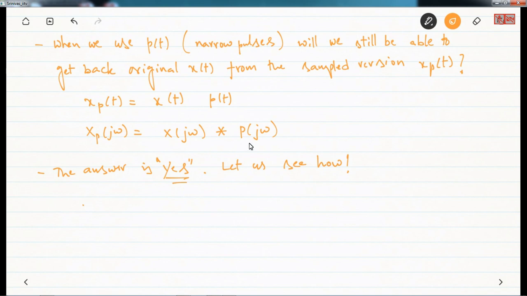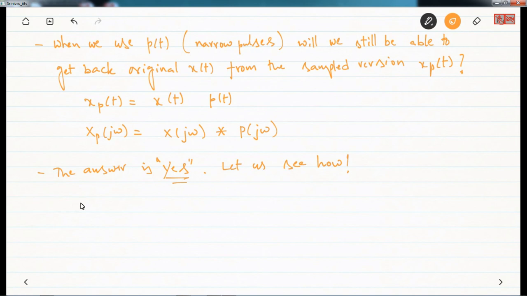So how did we show our sampling theorem? We found the Fourier transform of p of j omega and convolved that with x of j omega, and showed that the Fourier transform of xp of j omega has repeated spectrum, has x of j omega in it, and then we recovered that x of j omega with an ideal low pass filter. Now we do the same thing.